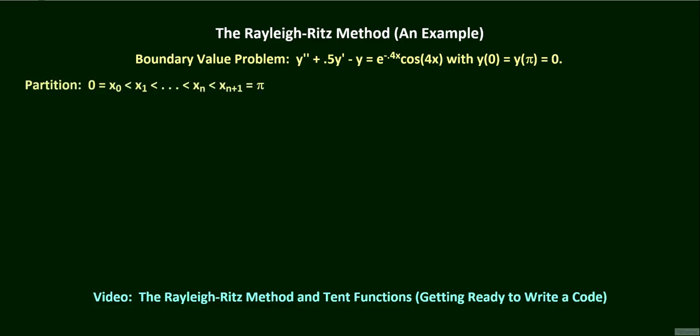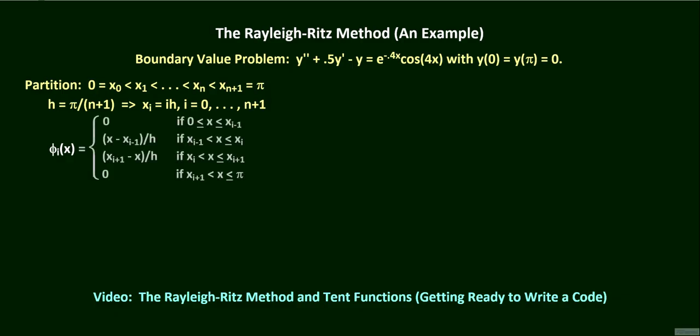We partitioned the interval from 0 to pi using a uniform partition with the n plus 2 nodes x sub 0 to x sub n plus 1, so that the step size h, or the length of each subinterval, will be pi over n plus 1. Then x sub i will be equal to i times h for i equal to 0 to n plus 1. The ith tent function phi sub i, whose peak is at x equals x sub i, is given by this formula.